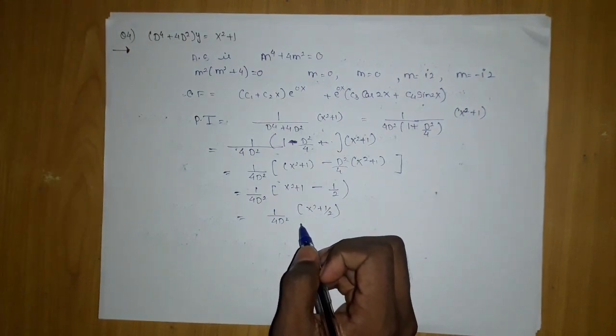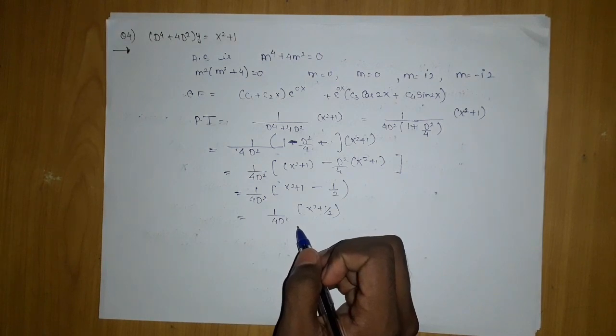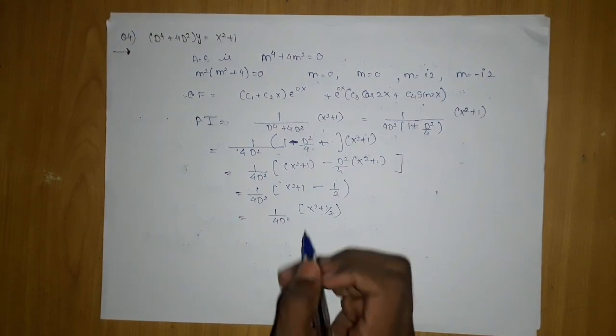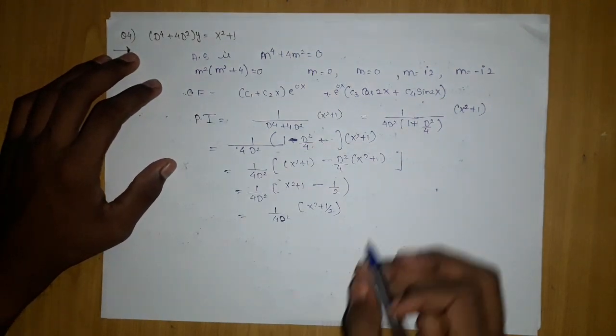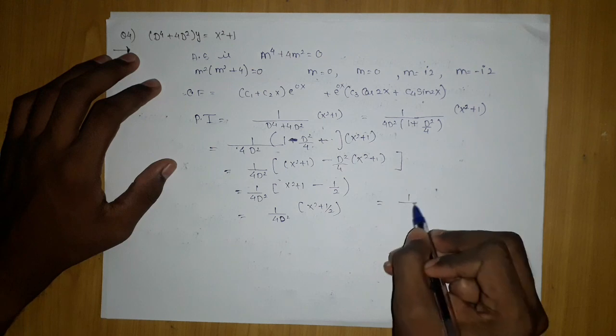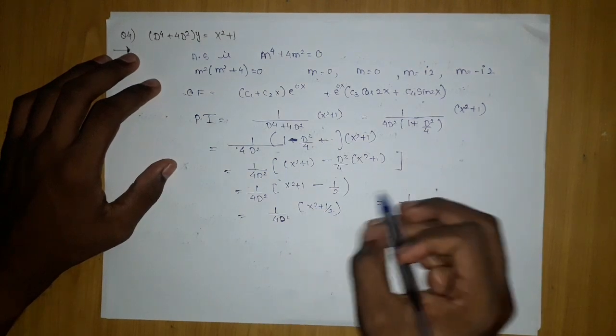So this is our particular integral. Now we can write it, but before writing, we know that 1 by D is the integral operator. So what we are going to do is integrate this function twice and see what we get.